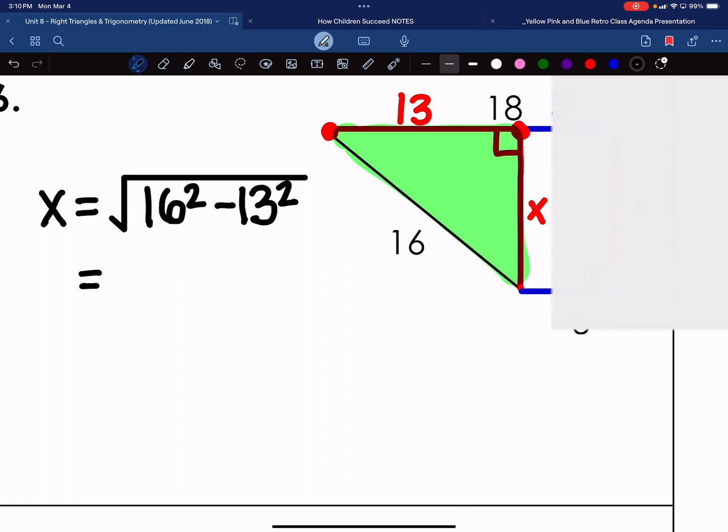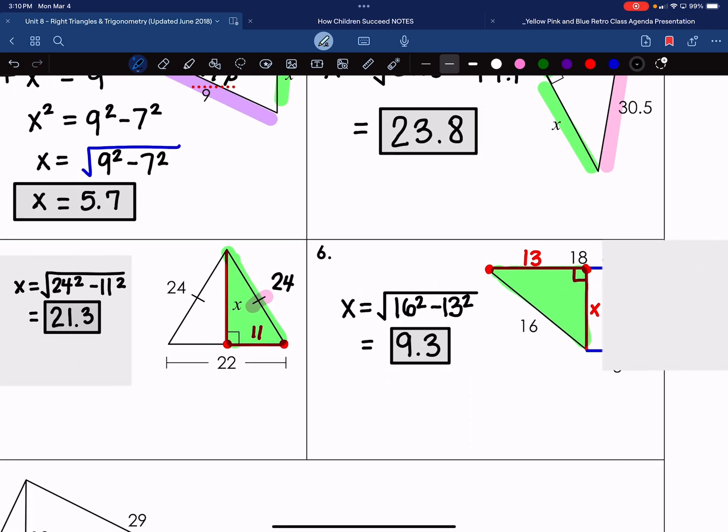Okay, and what do we get? 9.3. Okay. That's all you got to do. Are we okay with Pythagorean theorem?